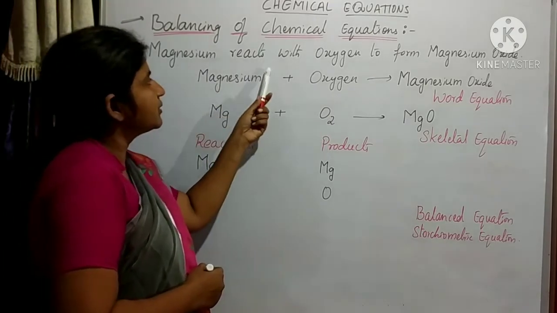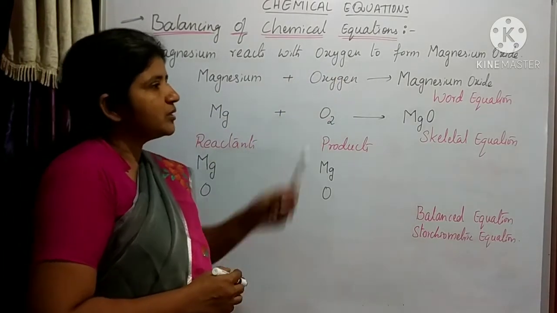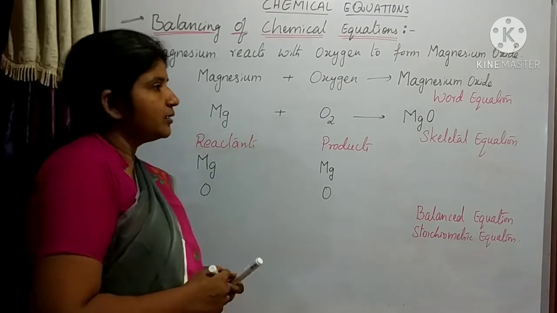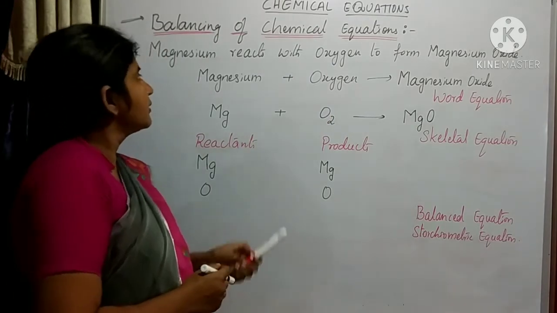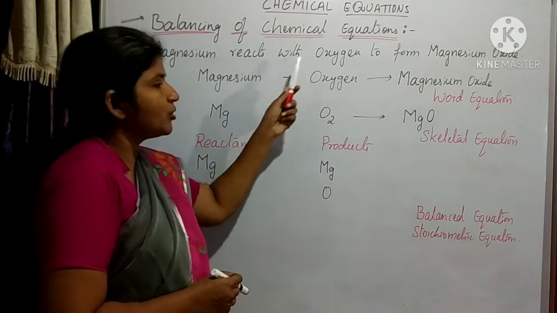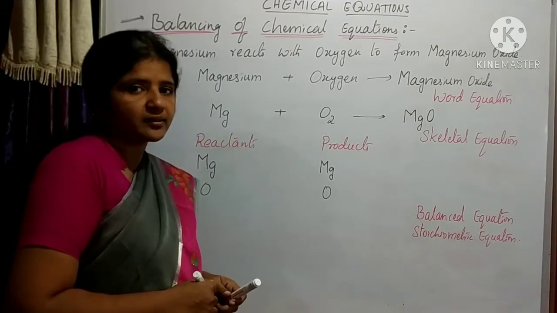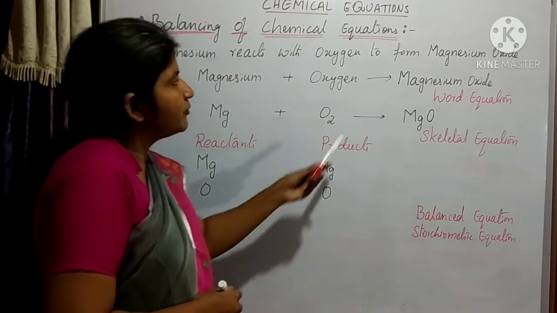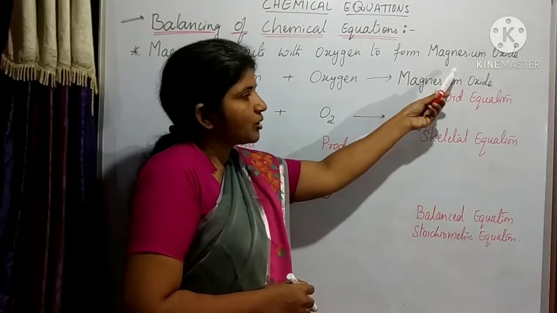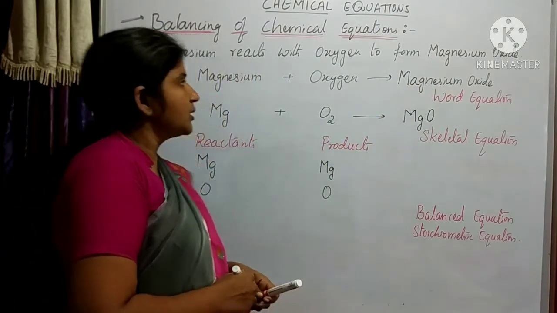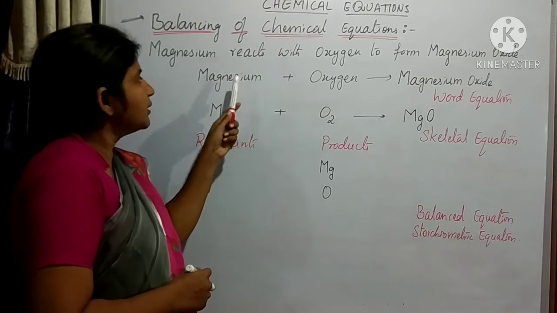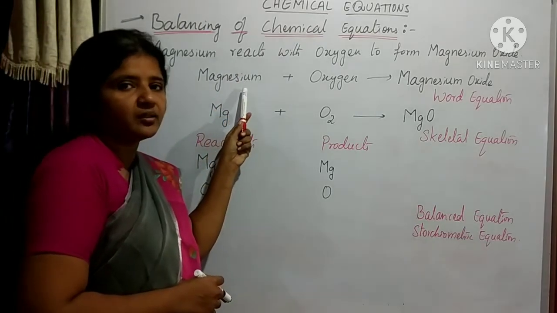Magnesium reacts with oxygen to form magnesium oxide. Here magnesium reacts with oxygen, so these two are the reactants. Next, what is formed? Magnesium oxide is formed. So the reaction is now converted into a chemical equation.